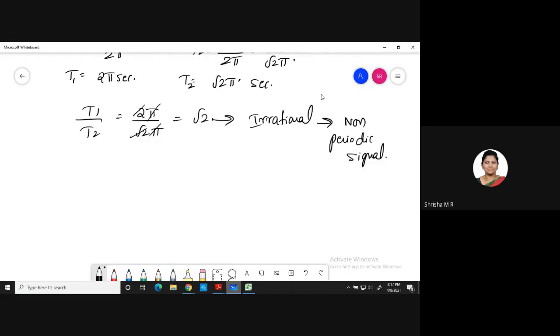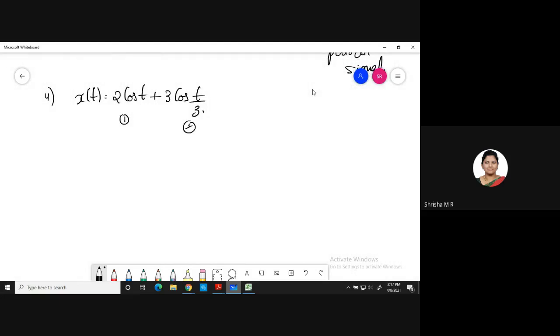So we shall see one more problem. Same question: identify whether the signal is periodic or non-periodic. If it's periodic, then find the fundamental period. So x of t is equal to 2 cos t plus 3 cos t by 3. This is the first part of the signal, this is the second part. It's a composite signal. Now tell me, is it a periodic or non-periodic signal? Here, what is omega 1 in the first part?